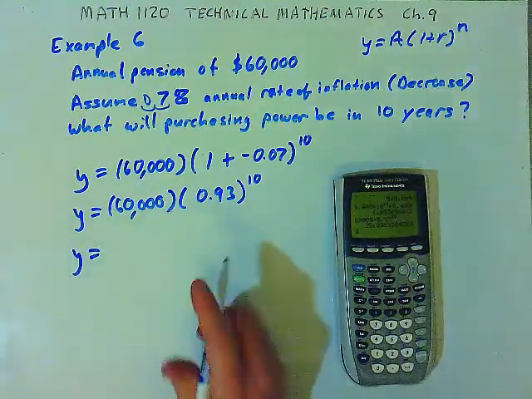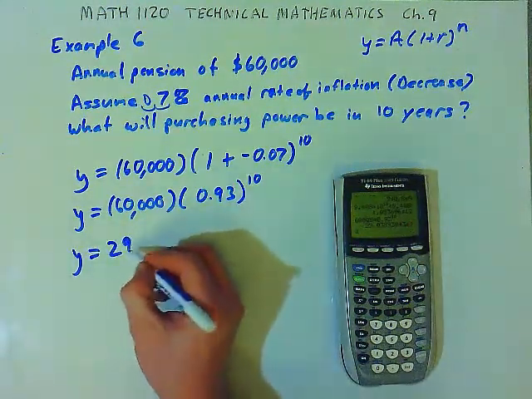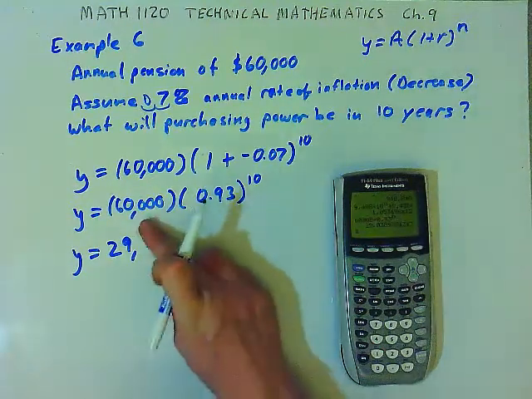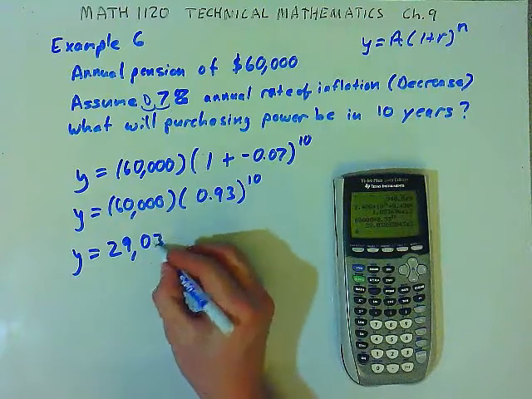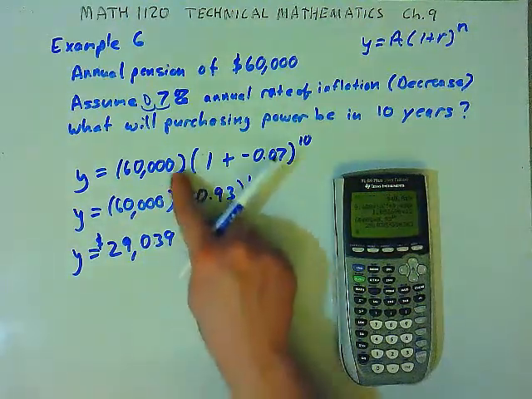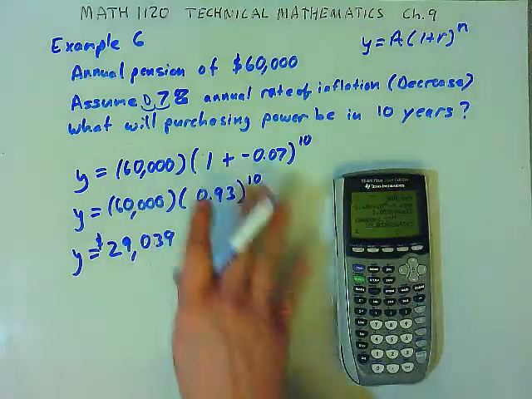Right, so this year their money's worth $60,000. Next year it'll be worth a little bit less. Year after that it's worth even less, right? They can't buy as much as they could the year before. And so in 10 years, their $60,000 is going to be equivalent to what only $29,000 is worth this year.